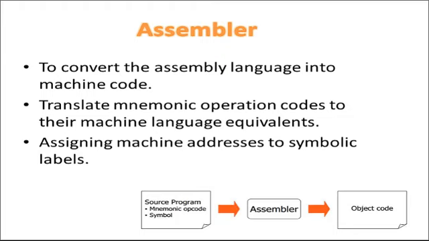As in the diagram, we are able to see the source program, which has mnemonic codes and symbols, is given to the assembler. The assembler will then convert this program into an object code.